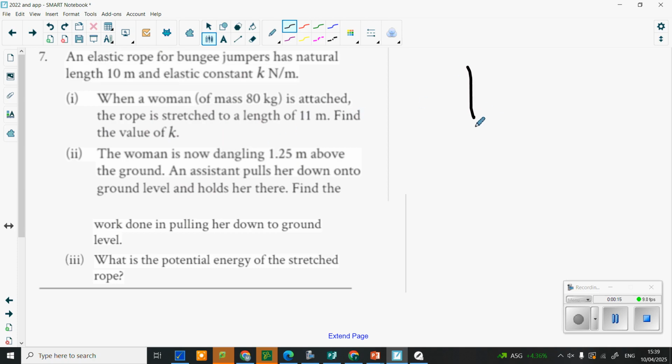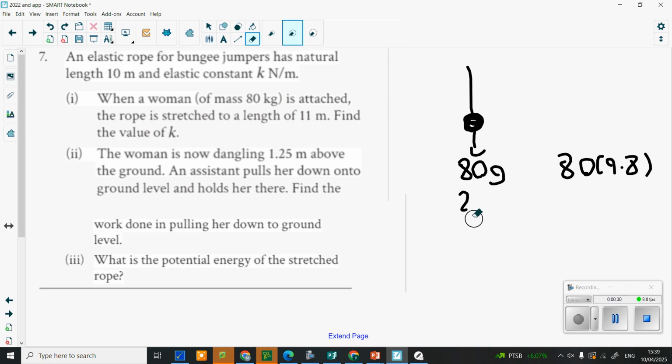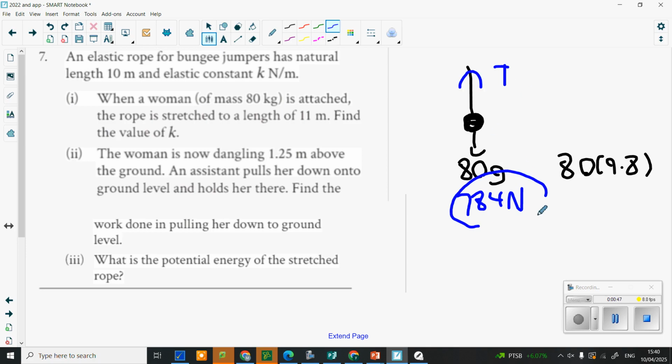Okay, so I'm going to represent the woman as a particle. The particle is 80g. Will somebody be so kind as to do 80 times 9.8 for me? 784. So her weight is 784 newtons, and her mass is 80 kilograms. Now, in this situation, because she's not going down and she's not going up, the tension in the string is equal to 784 newtons.